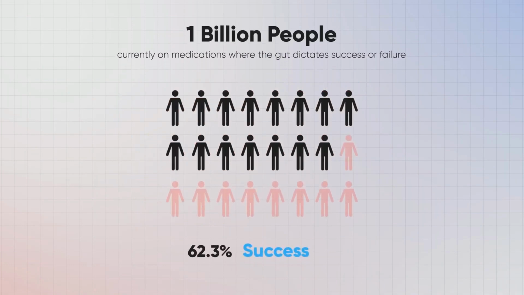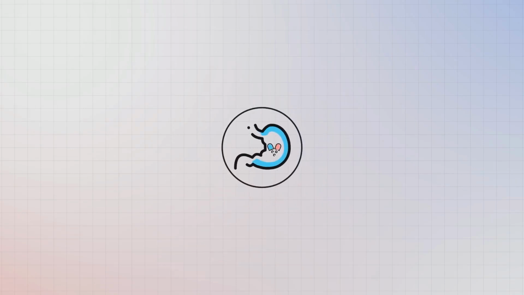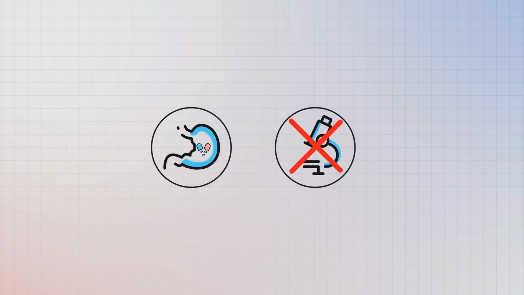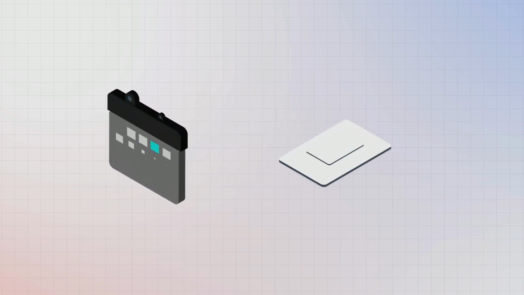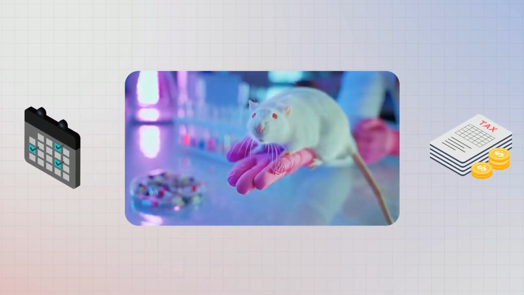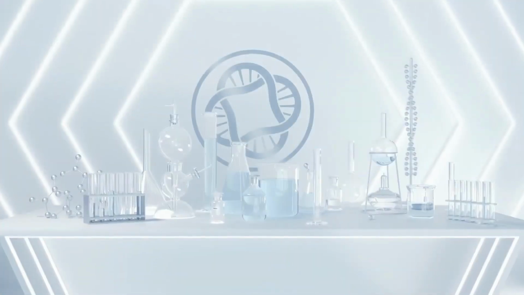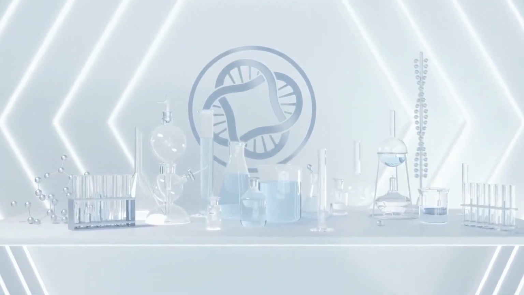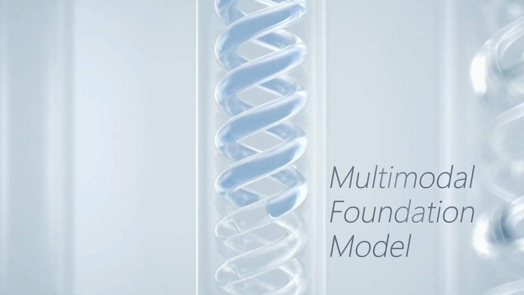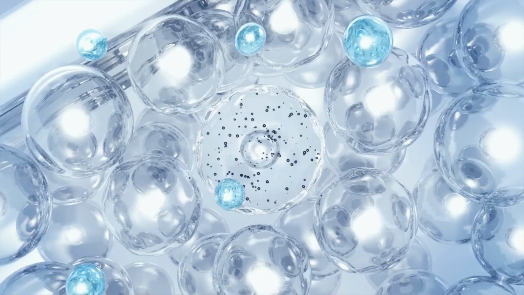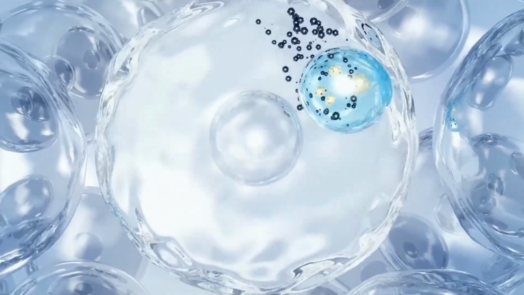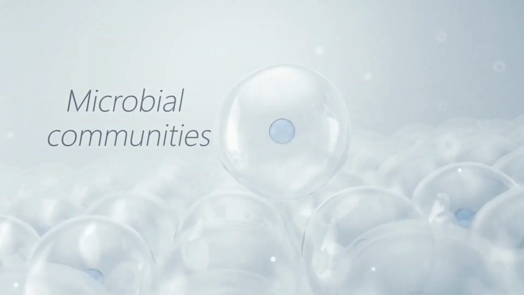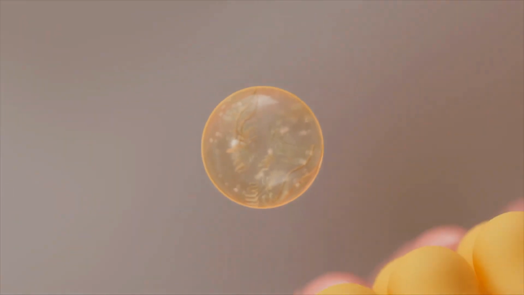Over 1 billion people are currently on medications where the gut dictates success or failure of treatment outcomes. The gut microbiome drives drug toxicity and efficacy, but pharma lacks the tools to predict it. Today's tests take months, cost millions, and rely on mouse models too different from humans to be useful. That's why we are building a multimodal foundation model that makes the gut microbiome computable for the first time. We predict drug toxicity and efficacy across diverse populations and optimize molecules for universal efficacy, addressing the hidden, microbiome-driven causes of drug response and failures.